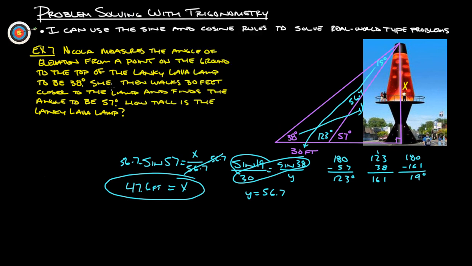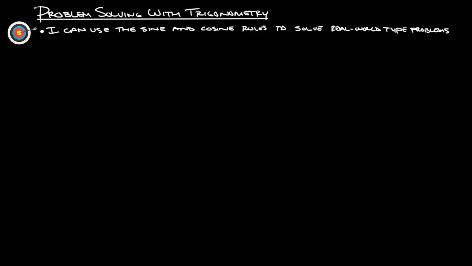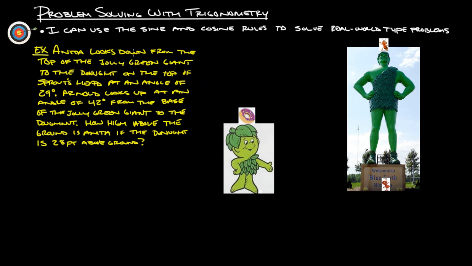All right. Let's take a look at a second and last example here. Anita looks down from the top of the Jolly Green Giant to the donut on the top of Sprout's head. So here's Anita the ant looking down at the donut on top of Sprout's head.